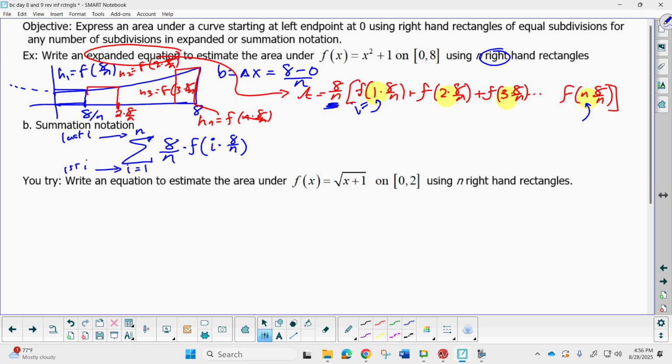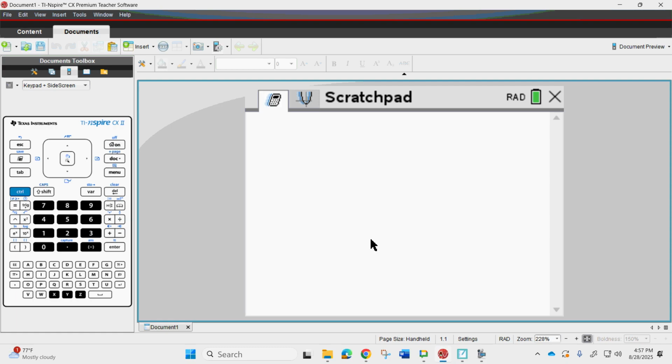Well, we could use that to get an estimate of area under the curve using any number of rectangles I want. Now, let's check this. Say I wanted to use 4 rectangles. I could put into my calculator the sum from i equals 1 to 4 of 8 over 4, f of i times 8 over 4, or 2, right? Now, if I plug that in my calculator, it would look something like this.